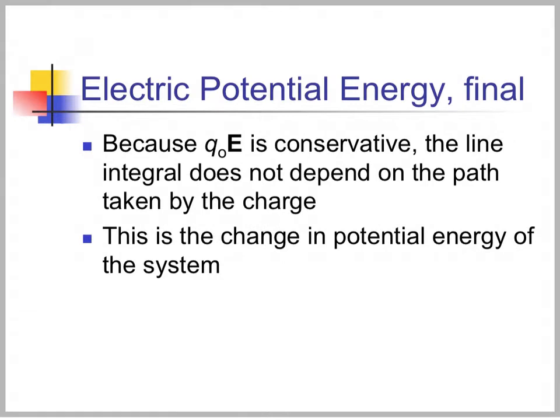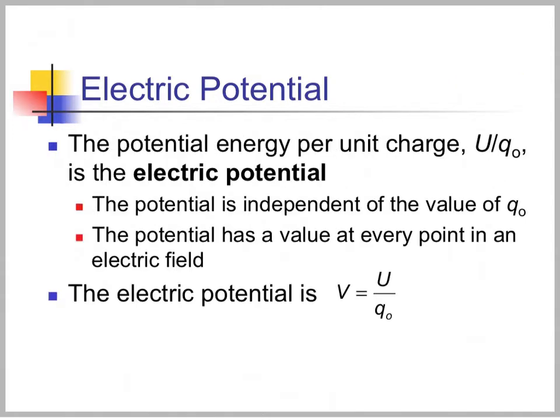Now because QE is conservative, the line integral does not depend on the path taken by the charge. This is the change in potential energy of the system. The potential per unit charge, U over Q, is called the electric potential. The potential is independent of the value of the charge, and the potential has a value at every point in an electric field. So the electric potential, V, is U over Q, which is the electric potential energy over the charge.